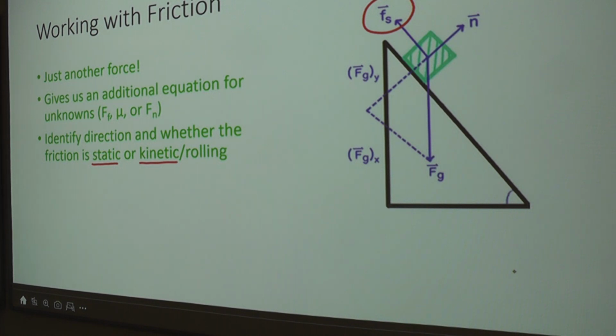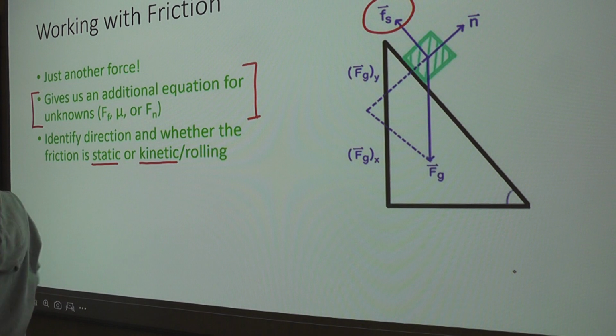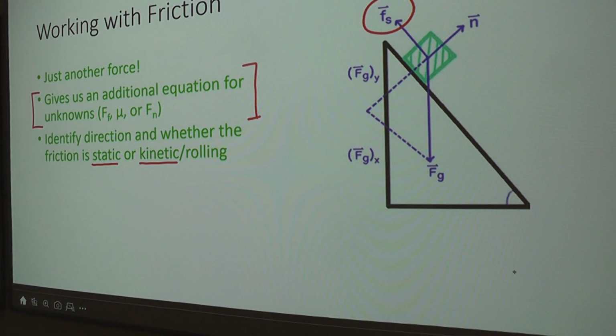But if you know enough about a situation, you can usually determine the direction of friction. If it's moving, it's in the opposite direction of the motion. If it's not moving, you might have to do a little bit of thinking, and sometimes you have to do some math to figure out what direction friction is in. But ultimately, we can put it all together in a free body diagram, and then we might need to use those additional equations to find the force of friction if we have enough information.